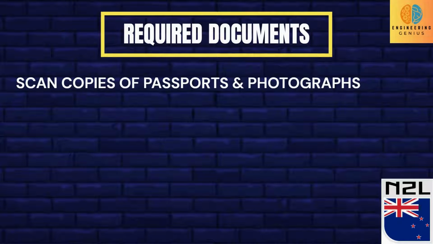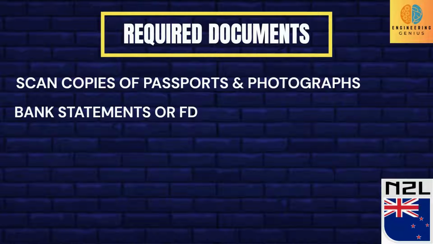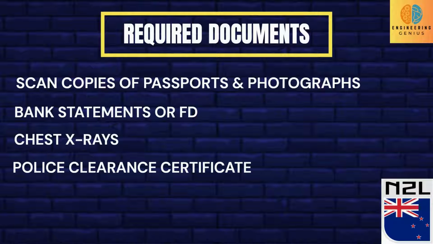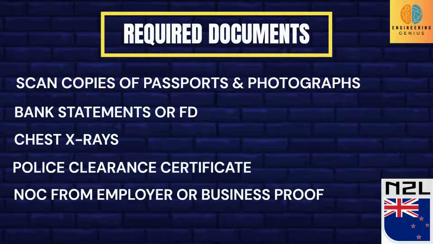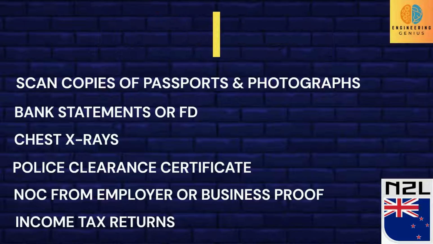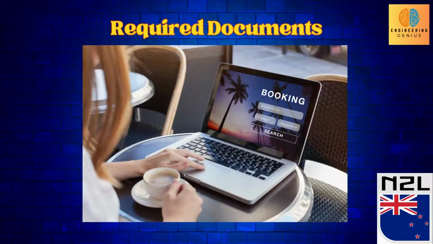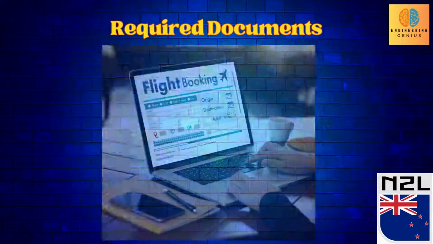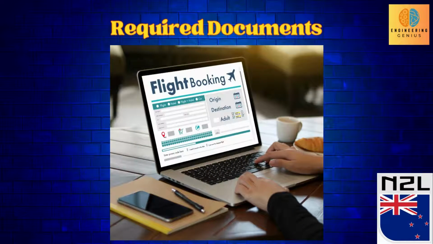Scanned copies of passports and photographs of all family members. Bank statement or fixed deposit as a finance proof. Chest X-rays for a medical proof. Police clearance certificates. NOC from your employer or a business proof. Income tax returns if you have. You also need to provide a hotel booking with a payment proof. You must upload a proof of return air ticket.